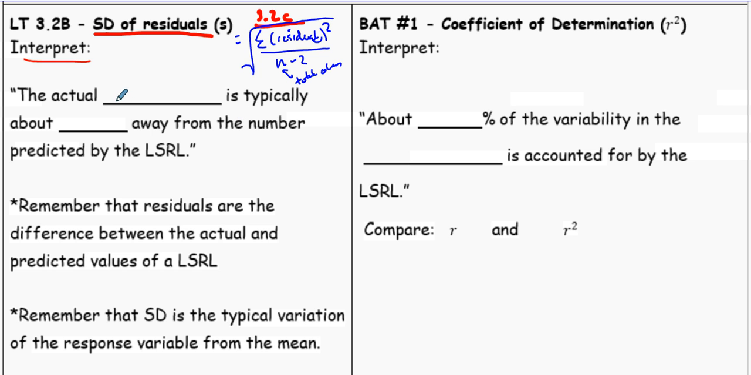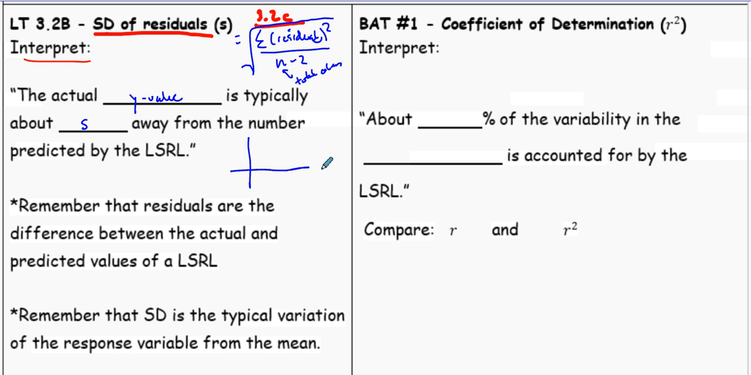Well, how do we interpret that? The actual value, whatever we have for our Y value, our response, is typically about S away from the value predicted by the LSRL. And that's what a standard deviation is.